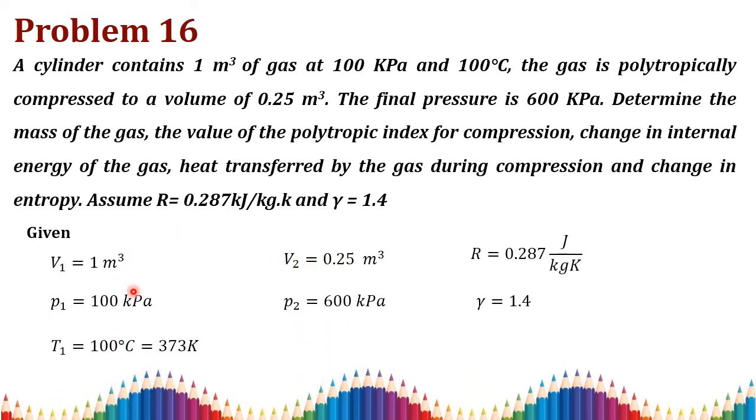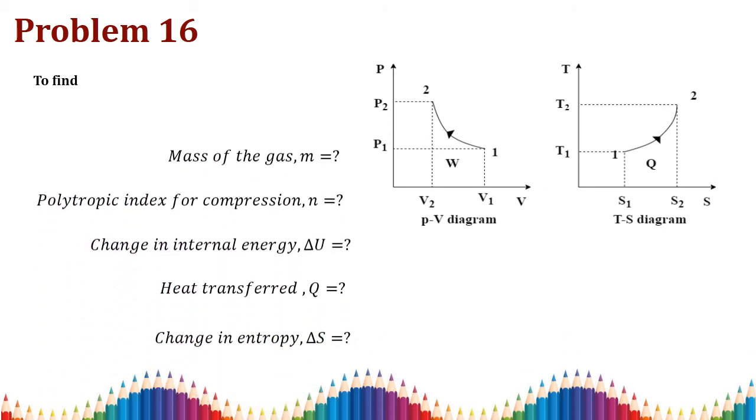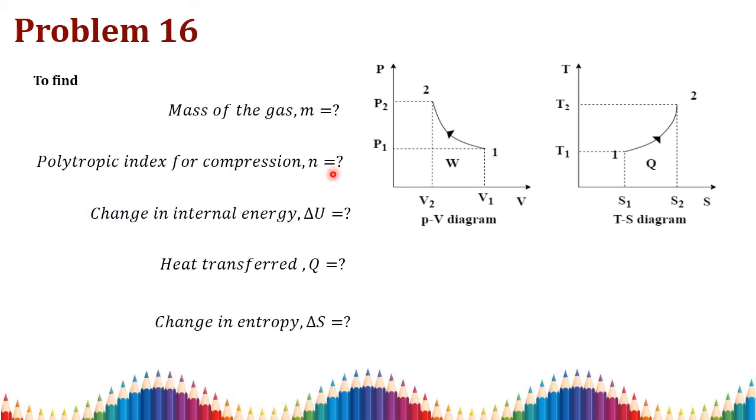So these are all the given data we have observed from the problem. They are asking about mass, polytropic index, change in internal energy, Q and delta S. As we all know, since it is a polytropic process, it exhibits both work done and heat transfer, and it follows the law PV^N is equal to constant.